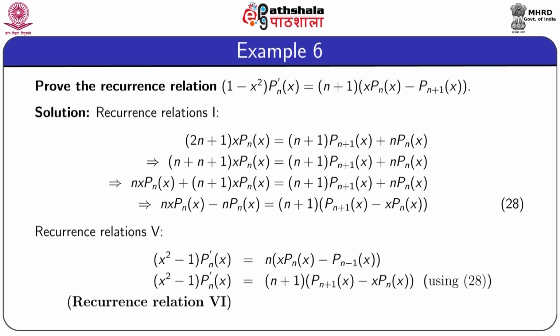We simplify, we substitute n x P n minus n P n from equation 28 here to get the recurrence relation 6, which is (x square minus 1) P dash n is equal to (n plus 1) (P n plus 1 minus x P n), which is our recurrence relation 6.